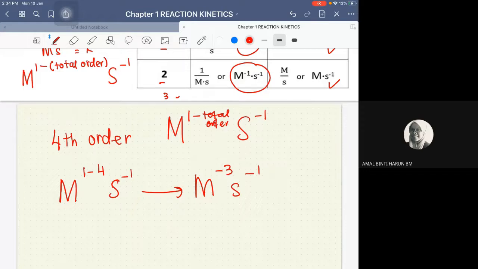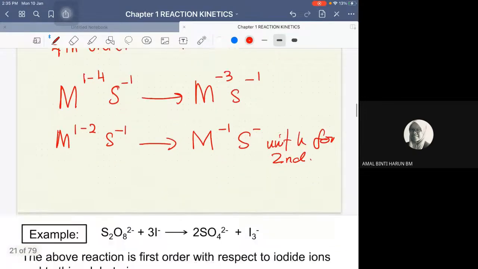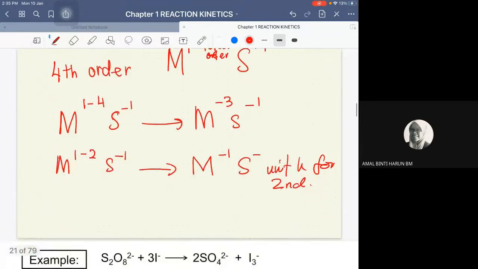Okay, katalah you tak ingat second order macam mana kan? M, 1 minus total order, second order per second. So dia akan jadi M negative 1, S negative 1. So ini unit bagi unit K bagi second order. Faham ke tak? Tak faham, raise up your hand. You all ni diam je. Tak faham tak tidak? Menakutkan. Okay. Boleh?